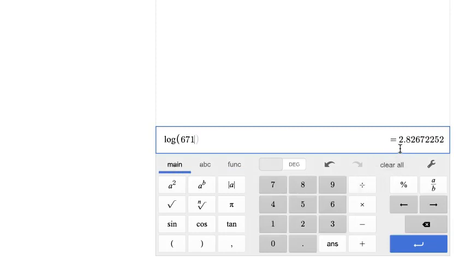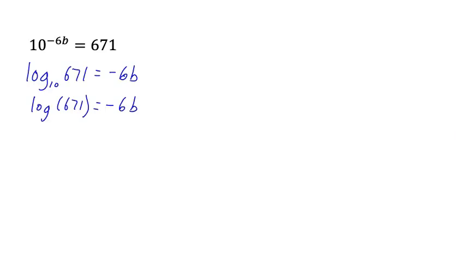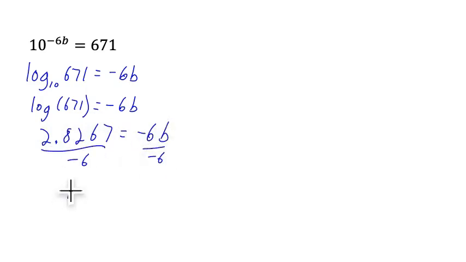I'm going to use lots of decimal places because I'm not at the answer yet. So how about 2.8267? And all that's left to do is divide both sides by negative 6. And when I do that on the calculator, we get negative 0.47.